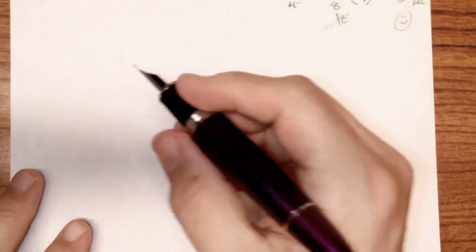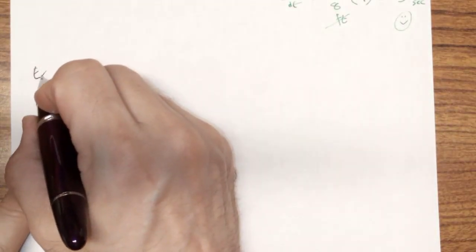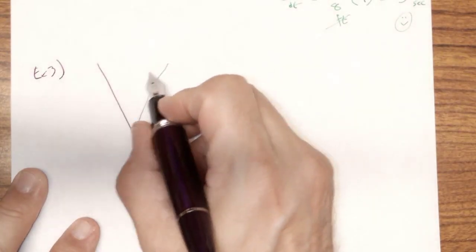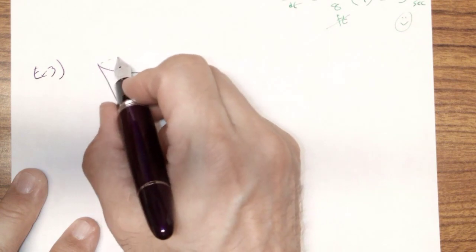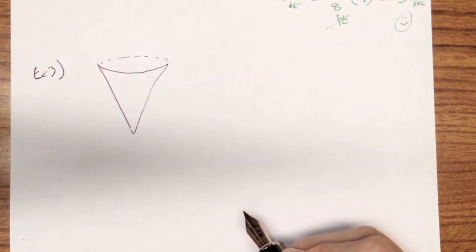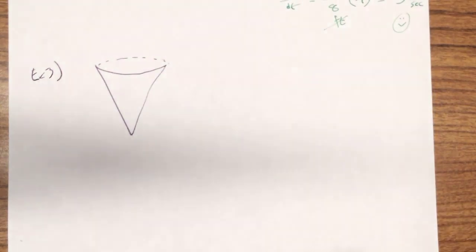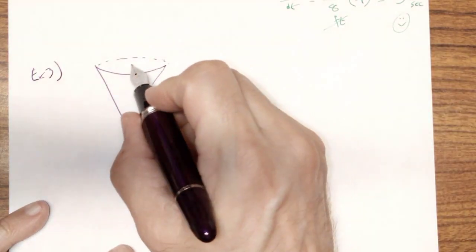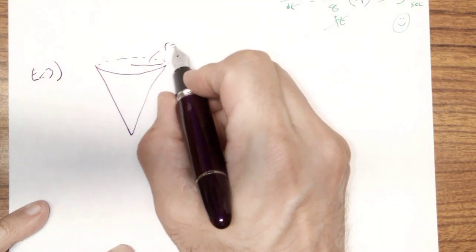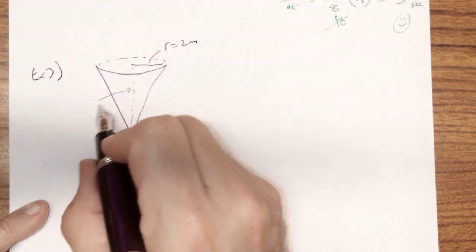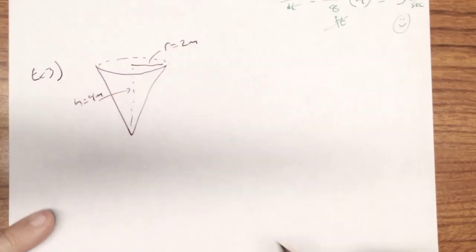Let me give you example 3 out of the text, page 249. We have a tank, but the tank is shaped like a cone. Now, why would you shape a tank like a cone? Because you're using it as a filter. Now, this is a fairly large tank. The radius of the base is 2 meters. The height of the tank is 4 meters.